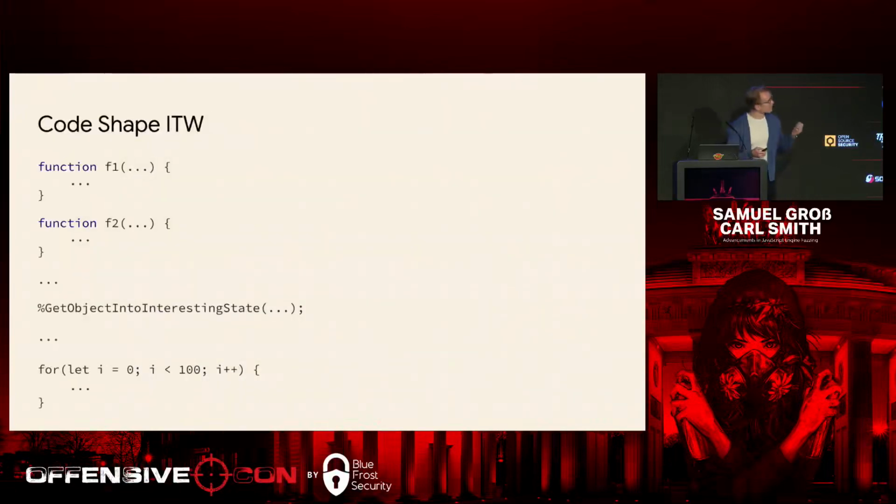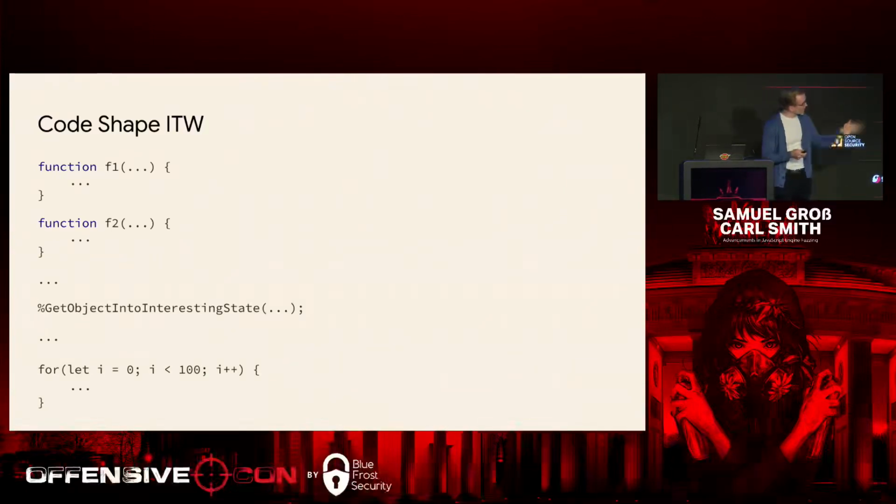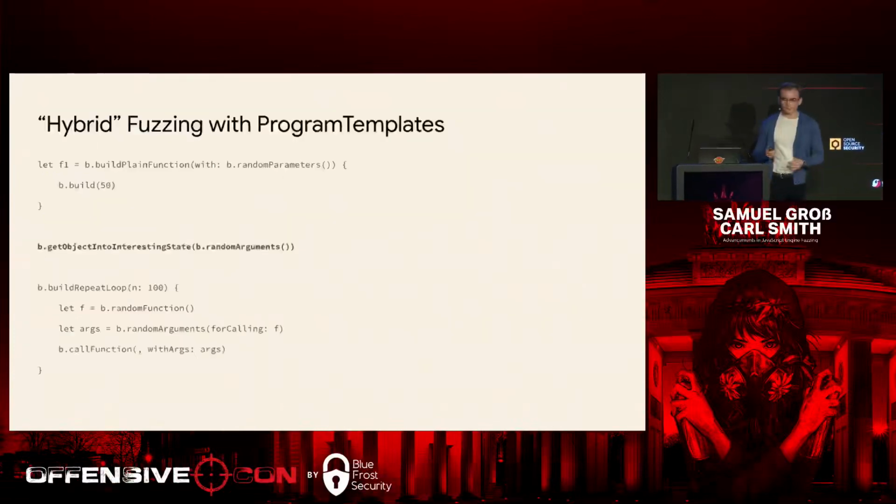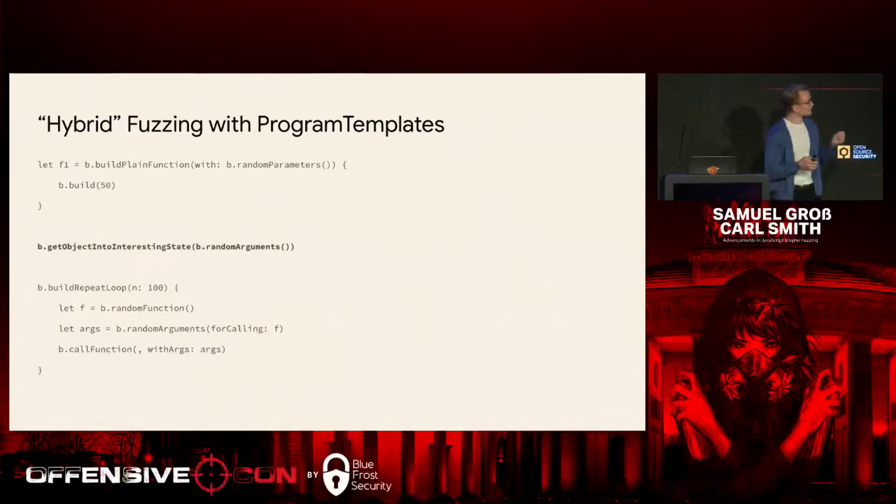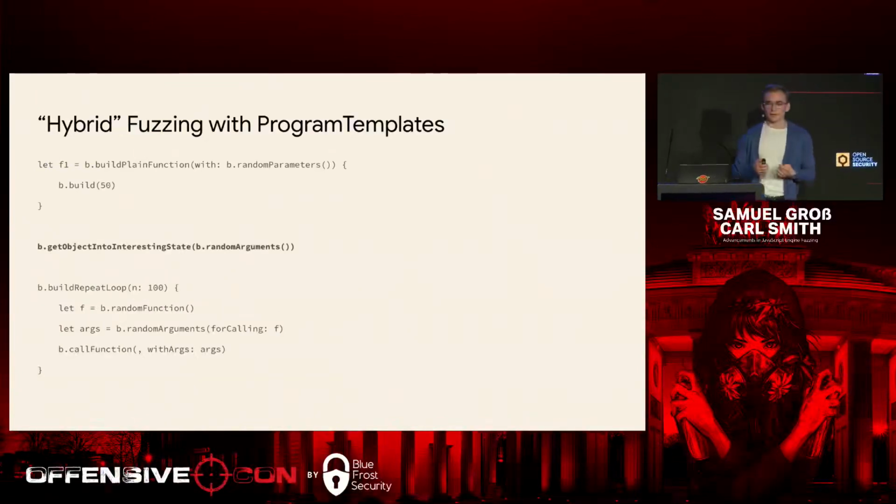Another thing we thought of is that maybe as a researcher you have a rough idea of what the code shape of a trigger would look like. In this case, we would have 2 functions. And if we assume as a researcher that there is sufficient complexity in the optimizing compiler, and we get an object into this interesting state, and then we also call the function a bunch of times, then maybe we can find something. Maybe we have this rough idea of this code shape, right? So in Fusilli, we call these things program templates. And they can be used to roughly describe this kind of code shape, right?